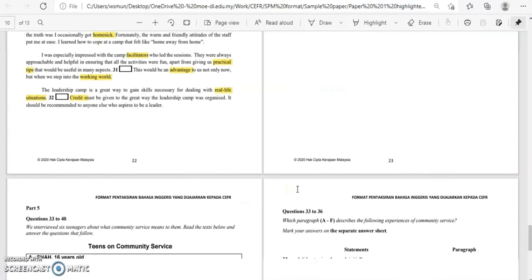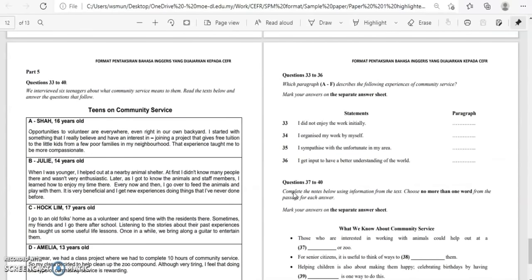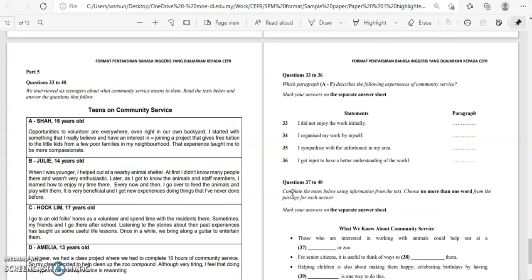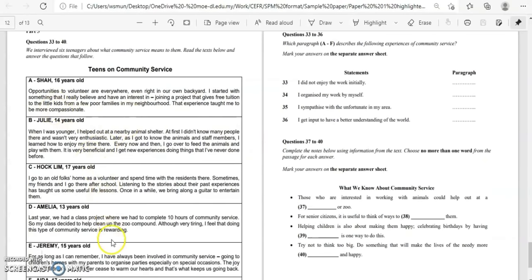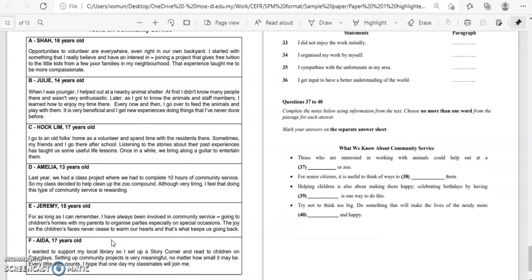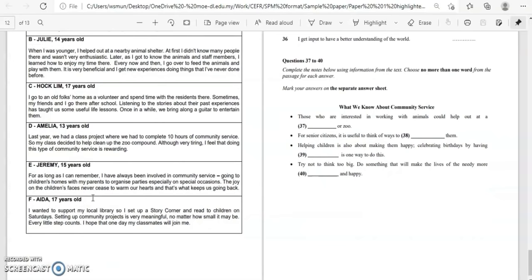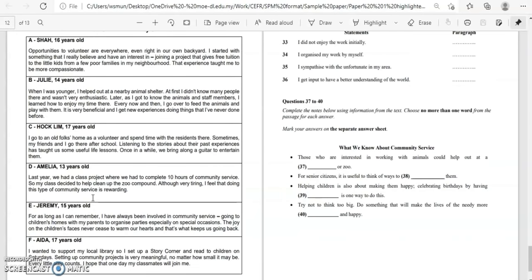Let's move on to part 5, matching and information transfer. This part includes completion of notes or diagrams, matching, as well as short answer questions. There are 8 questions in this part. As you can see in this sample task here, the texts are quite short. I believe that most of you are quite familiar with this task, as you have been doing information transfer and matching ever since Form 1.